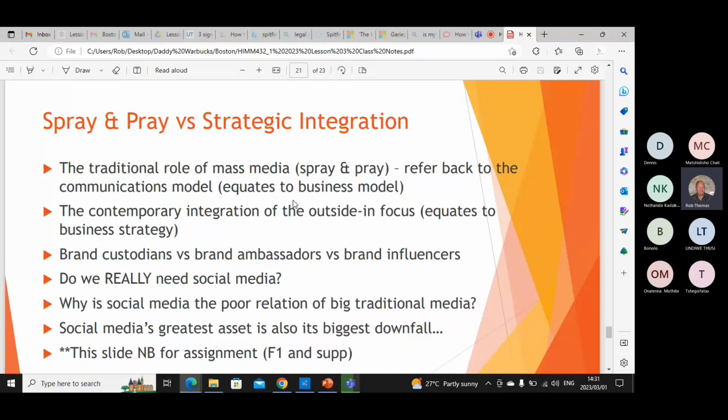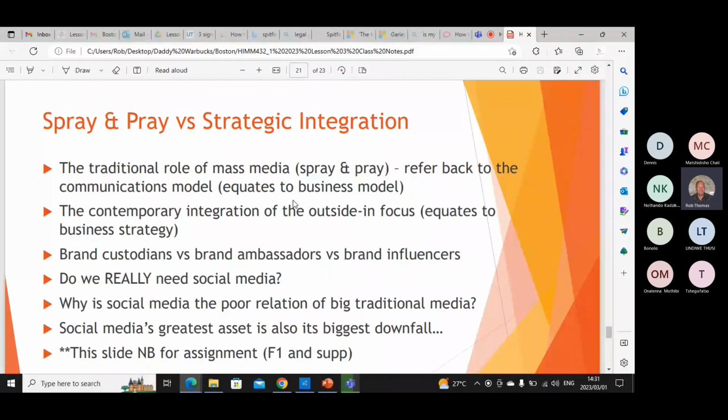And what you do is you spray those four media with a massive campaign and pray that it would work. And back in the 1950s, when you had limited attention spans because people had far less complex lives with so many things, it worked. So refer back to the communications model that we discussed last week, which equates to the business model. You could use the communications model as your business model.